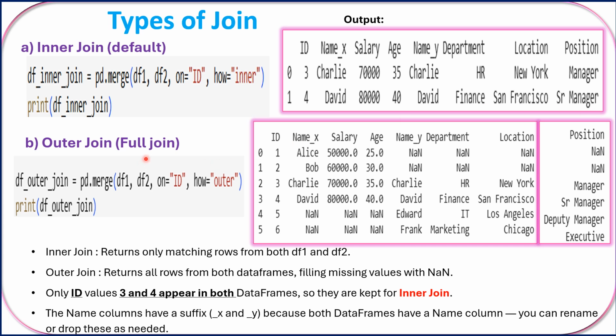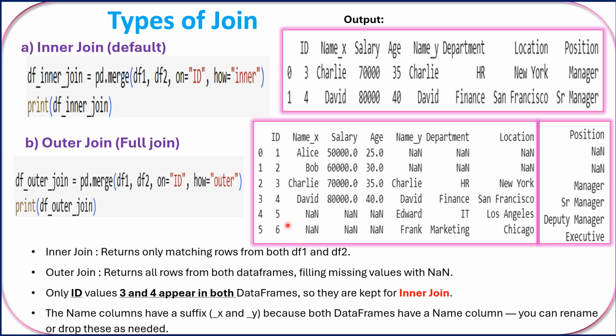Whereas for the outer join, it is going to represent the full content. So ID is first available, then name X, salary, age from the first data frame, and name Y, department, location and position from the second data frame. You can observe here for Charlie and David, all the data will be available for all columns, whereas for 1 and 2, which are available in data frame 1, there will be details in salary and age, whereas they will not be available in the corresponding columns like name Y, department, location and position, because there is no such value available in data frame 2.